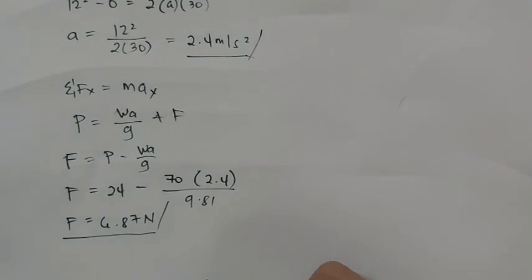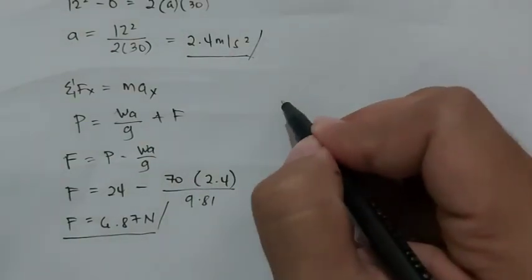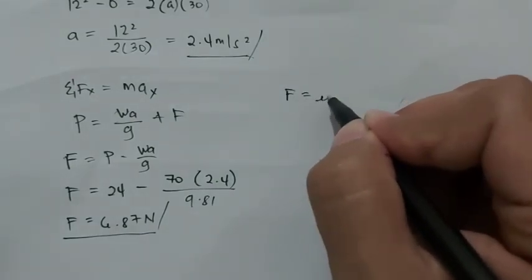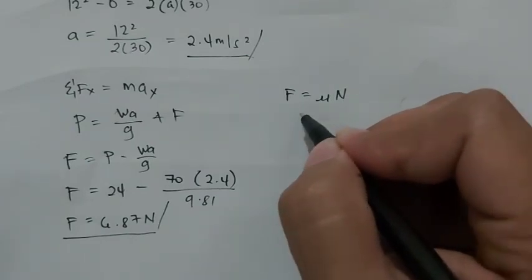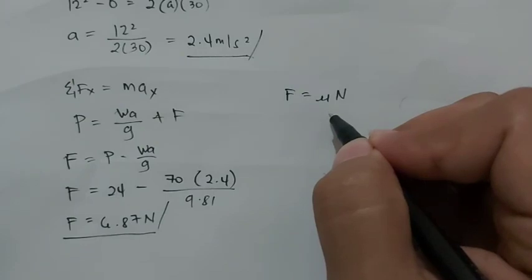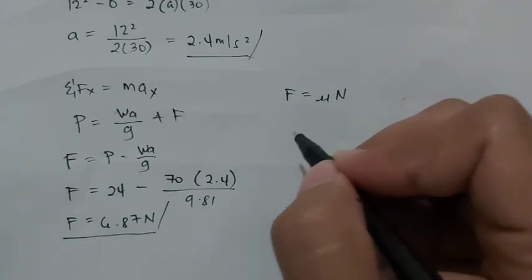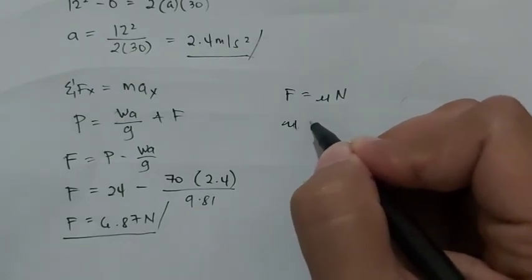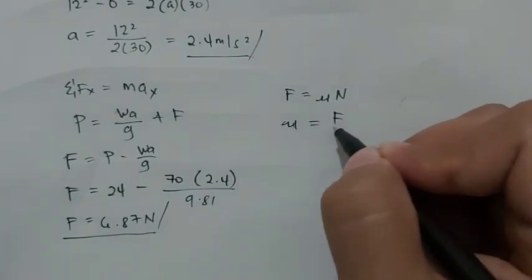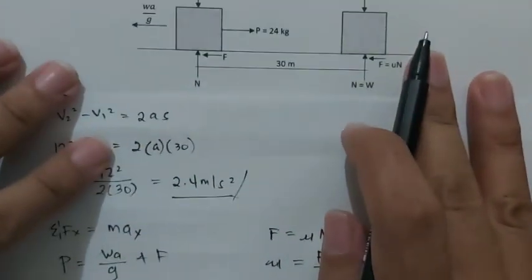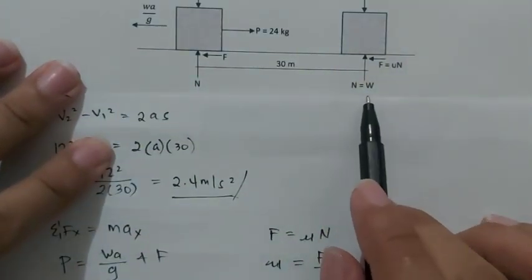Then, solving for the coefficient of kinetic friction, we know that friction force is equal to mu N. So, solving for the coefficient of kinetic friction, so ito, mu ang kailangan natin. So, we can solve that mu is equal to F over N. So, sabi dito sa ating diagram, N is equal to the weight.